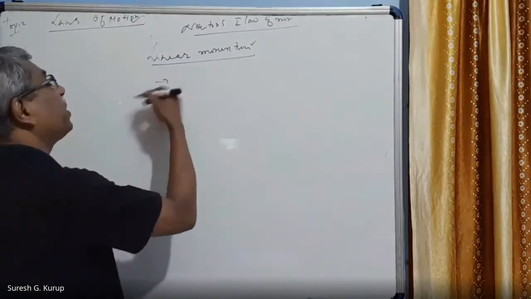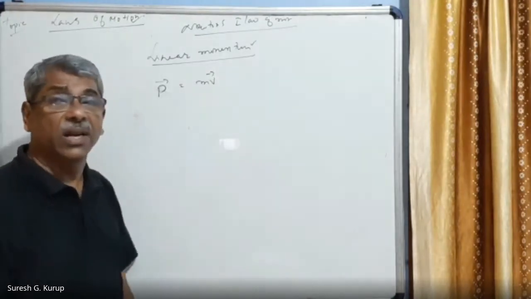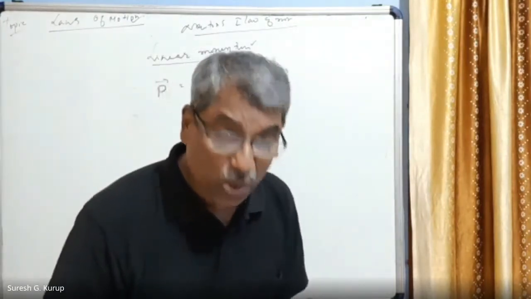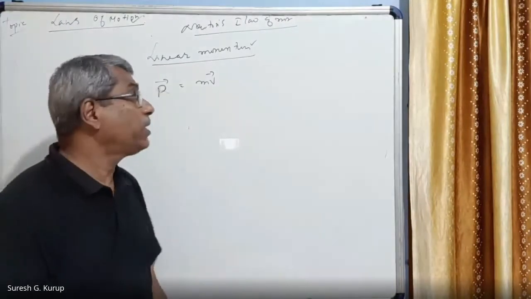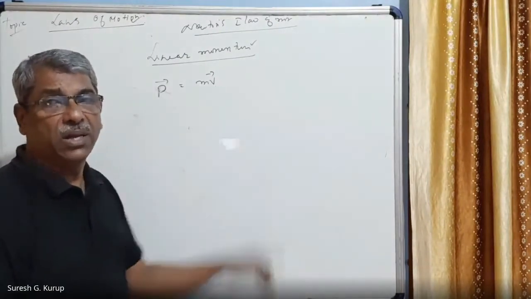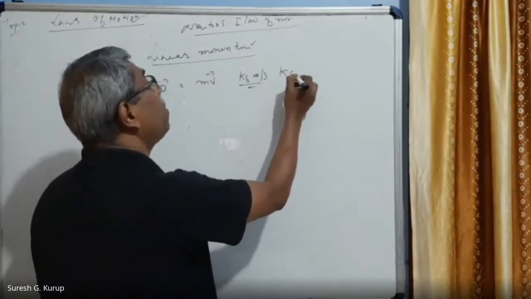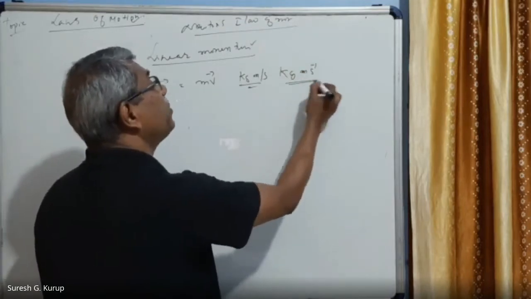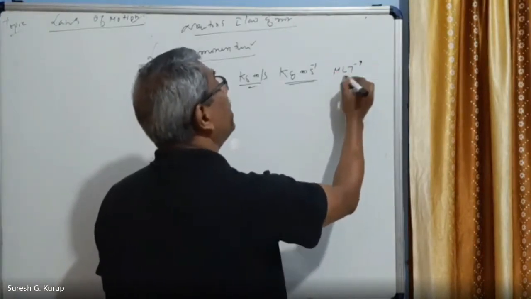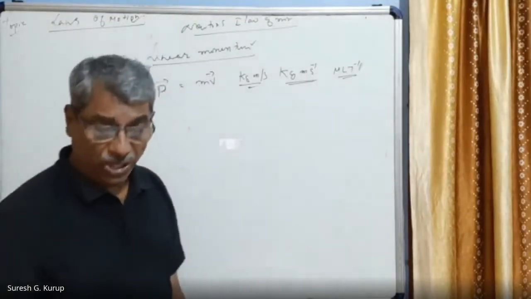It is a vector quantity. Therefore, vector P is equal to mass into velocity. Mass is a scalar quantity, therefore we can write mass into vector v. What is the unit of mass? That is kg. What is the unit of velocity? That is meter per second. Therefore, its unit is kg meter per second, or kg meter s raised to minus 1. And its dimensions are M L T raised to minus 1. This is the unit of this physical quantity.